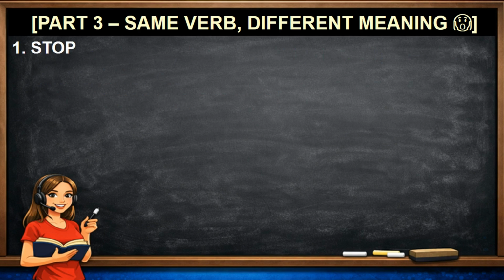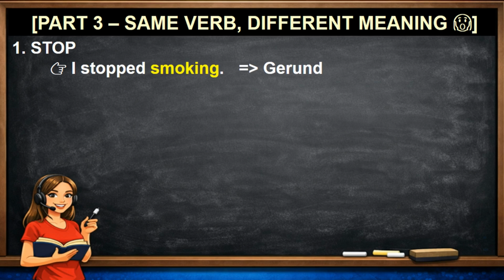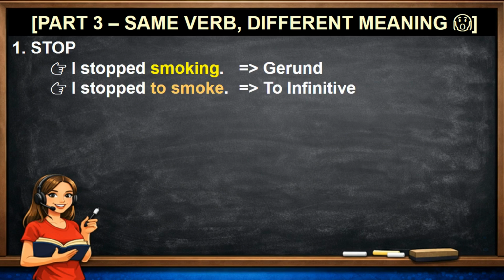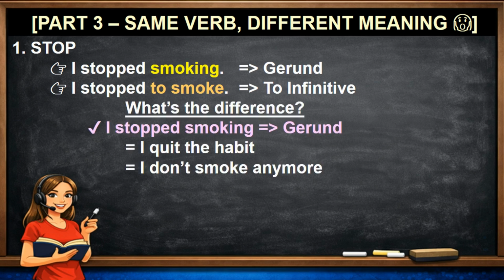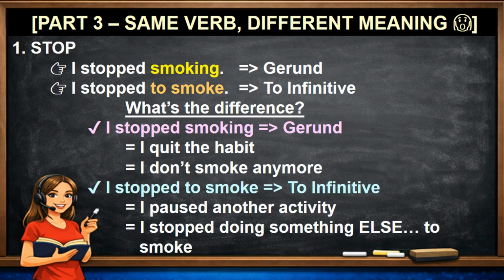1. Stop. Examples: stop plus gerund. I stopped smoking. Stop plus to infinitive. I stopped to smoke. What's the difference? Stop plus gerund, I stopped smoking, means I quit the habit, or I don't smoke anymore. While stop plus to infinitive, I stopped to smoke, means I paused another activity, or I stopped doing something else to smoke. Same words, totally different meaning.